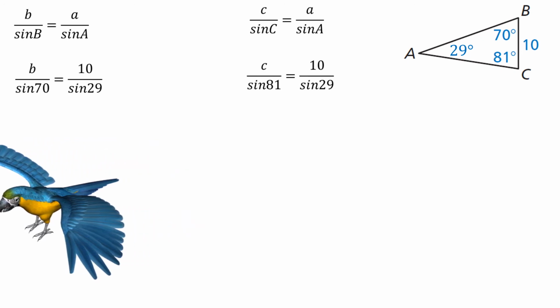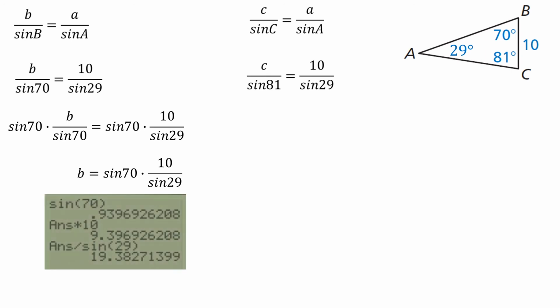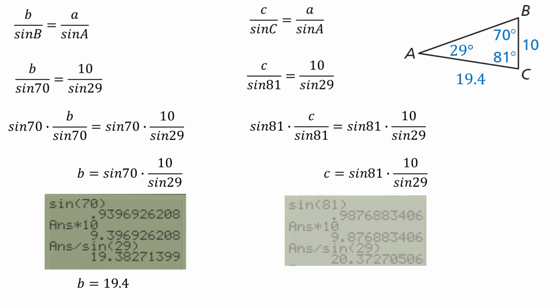All right, so how do I figure out B? Multiply both sides by the sine of 70 degrees. Grab that calculator, punch buttons like crazy. There's an answer. I can add it to my diagram. How do I figure out side C? Well, let's multiply both sides by the sine of 81 degrees. And again, punch buttons like crazy on the calculator. Get approximately 20.4, add it to the diagram.